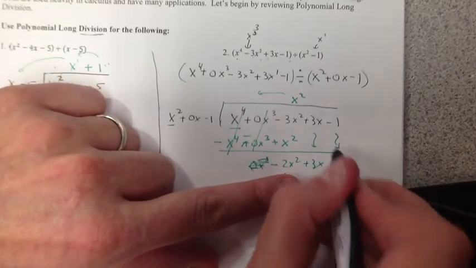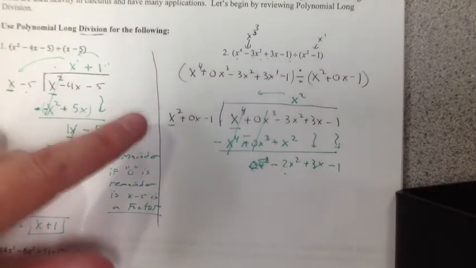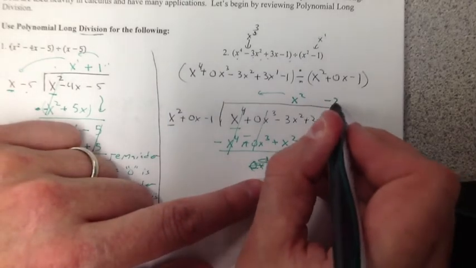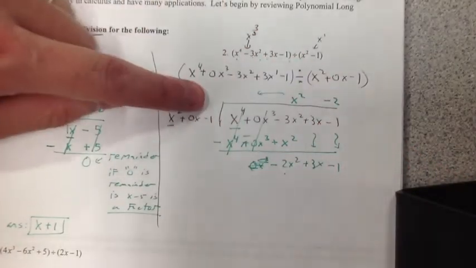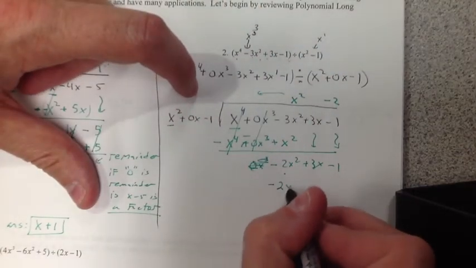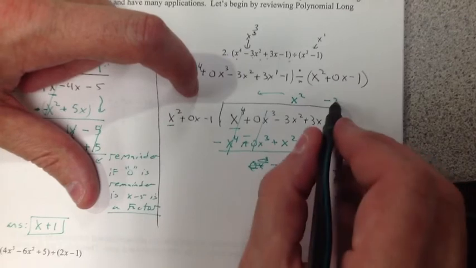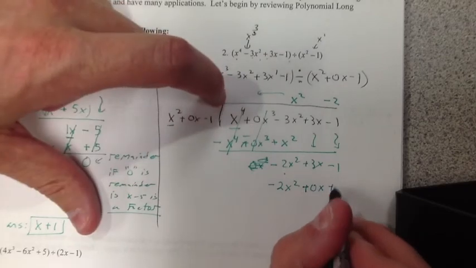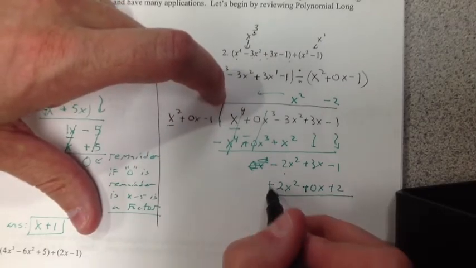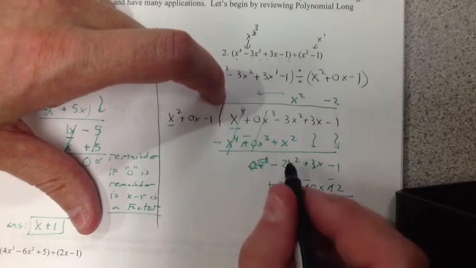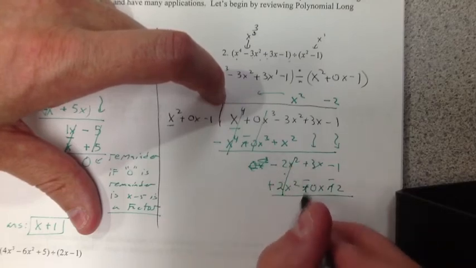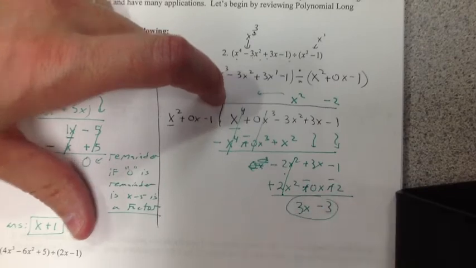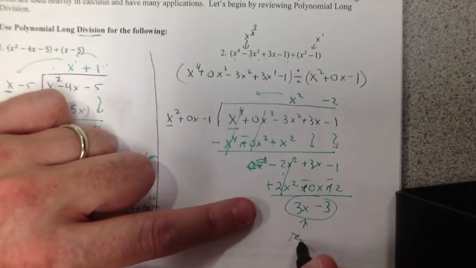So what do I do then? I bring down the minus 1 here. And now I have to ask, well, what do I need to multiply x squared by to get negative 2x squared? And you're right, a minus 2. And then I distribute negative 2 times x squared, negative 2x squared. Those will cancel. Negative 2 times 0, so plus 0x, negative 2 times negative 1, plus 2. We're subtracting, so we change all of our signs. And what do we wind up with? Cancels. We get 3 minus 0, 3x minus 3. Now notice, I can't bring down any more, so that's my remainder.